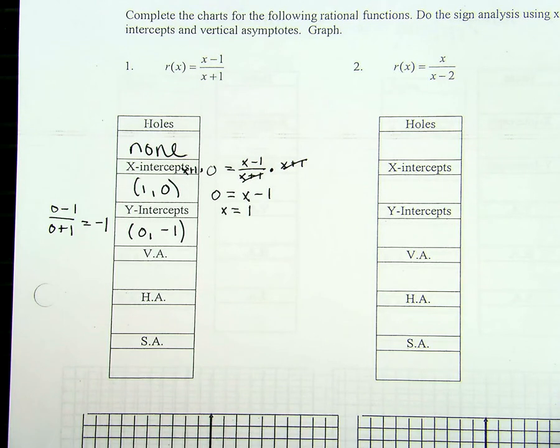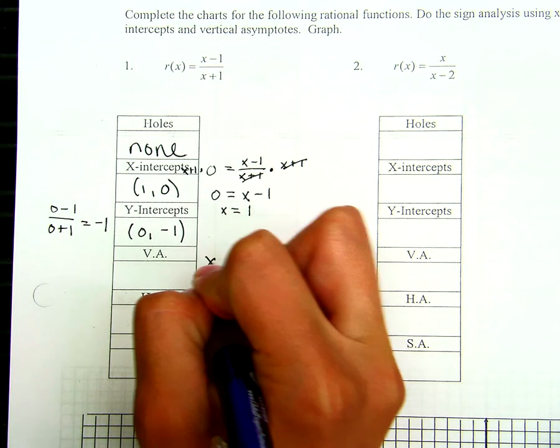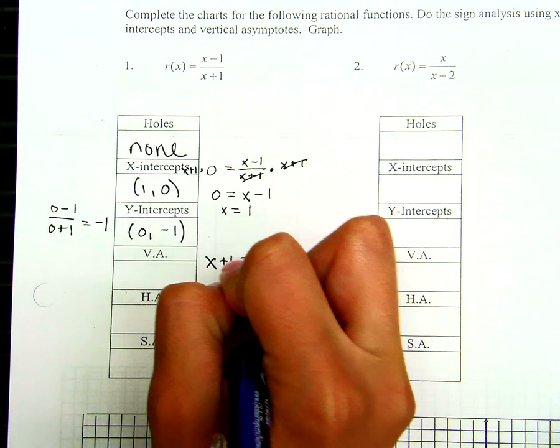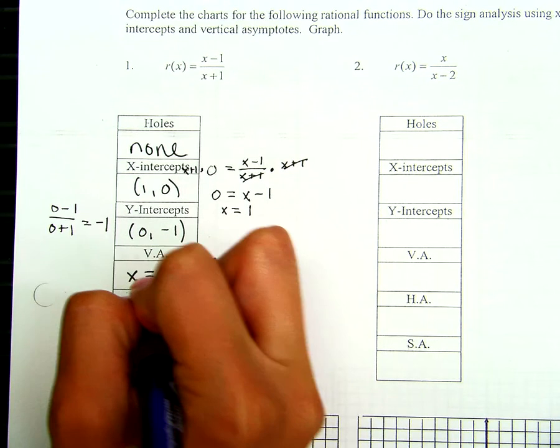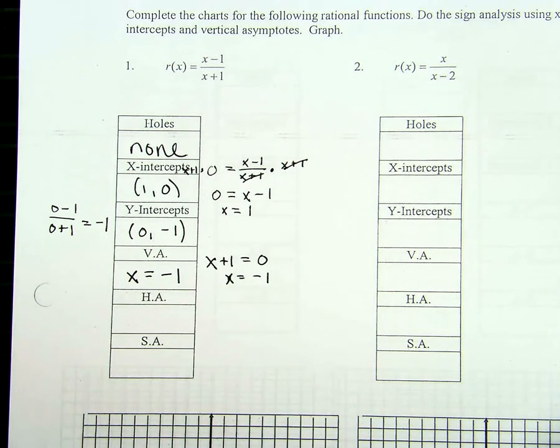So in order to find where we would be able to divide by 0, we're going to set the denominator equal to 0. So to find my vertical asymptote, I'm going to take x plus 1 equals 0, and I in turn get x equals negative 1. Now the vertical asymptote is a line, so you guys will just directly write that over here.